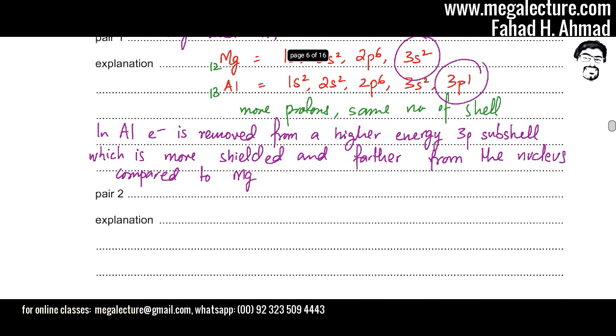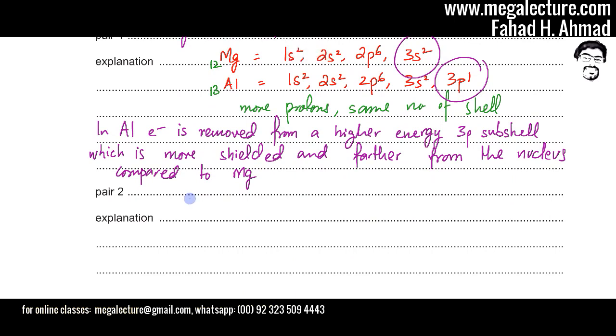Let's move to pair 2 now, which were phosphorus and sulfur. And again, you had the same issue. Phosphorus has 15 protons. Sulfur, on the other hand, has 16 protons. Sulfur has more protons, but still, removing an electron is easier in sulfur compared to phosphorus. So what is the reason for that?